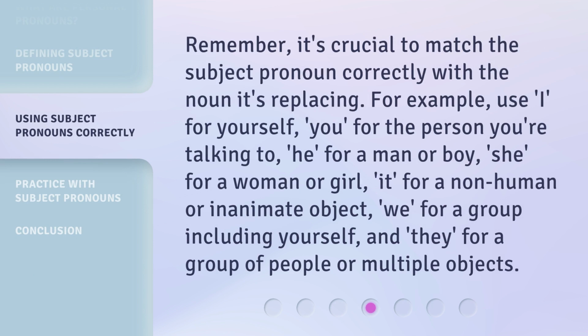Remember, it's crucial to match the subject pronoun correctly with the noun it's replacing. For example, use I for yourself, you for the person you're talking to, he for a man or boy, she for a woman or girl, it for a non-human or inanimate object, we for a group including yourself, and they for a group of people or multiple objects.